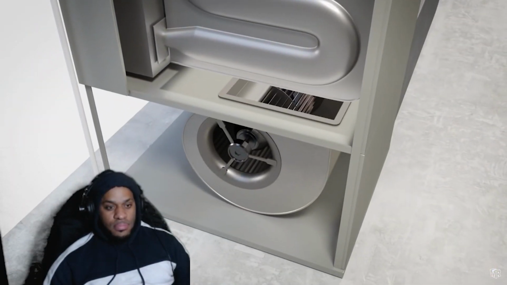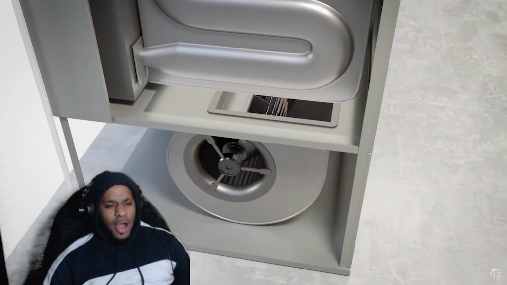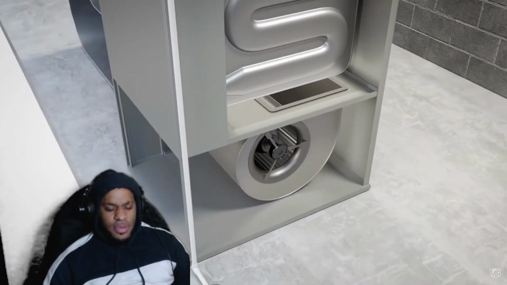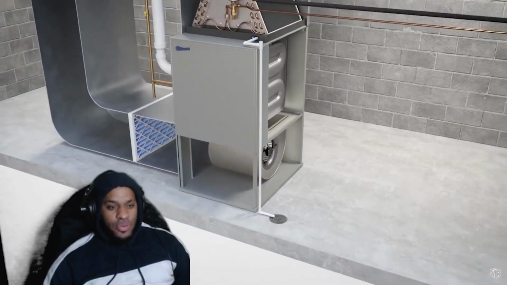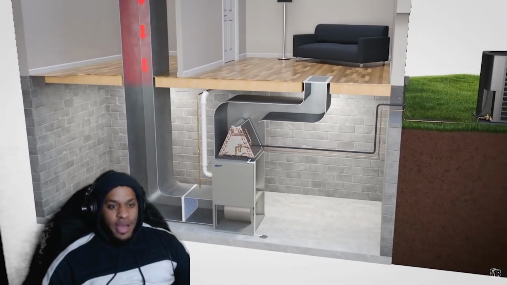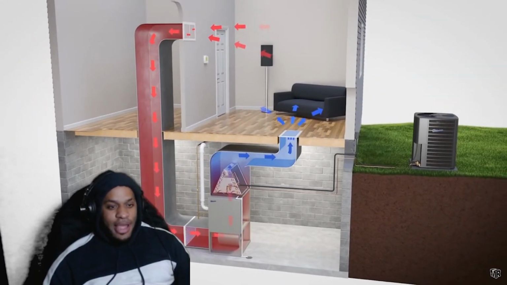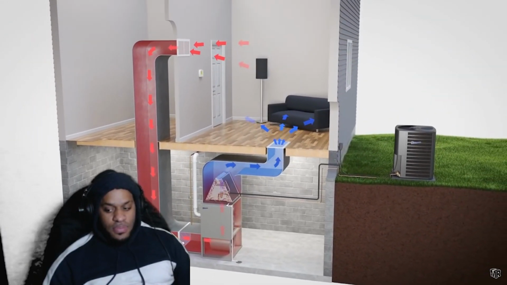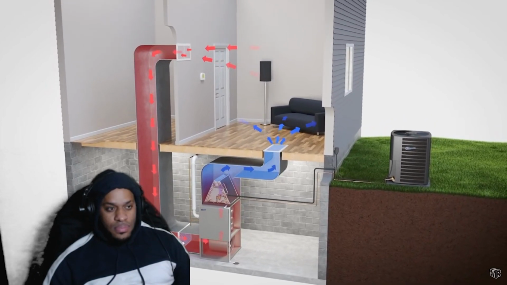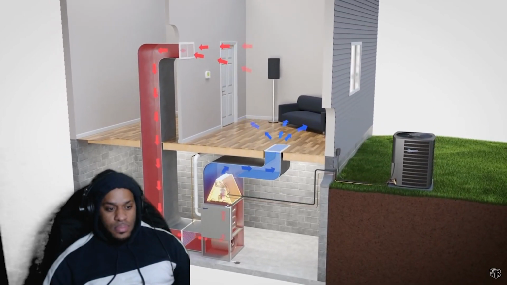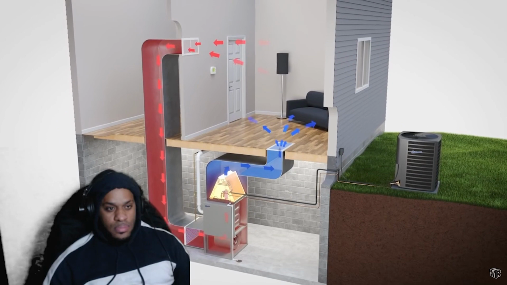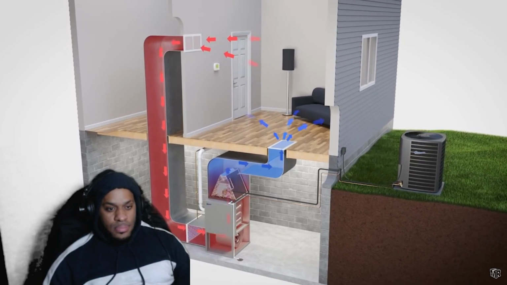The blower begins circulating air throughout the house. Room temperature air is pulled in through the return duct and passes through the filter to remove particulates. The heat from the air is absorbed into the refrigerant inside the evaporator coil, dispersing chilled air through the supply duct.